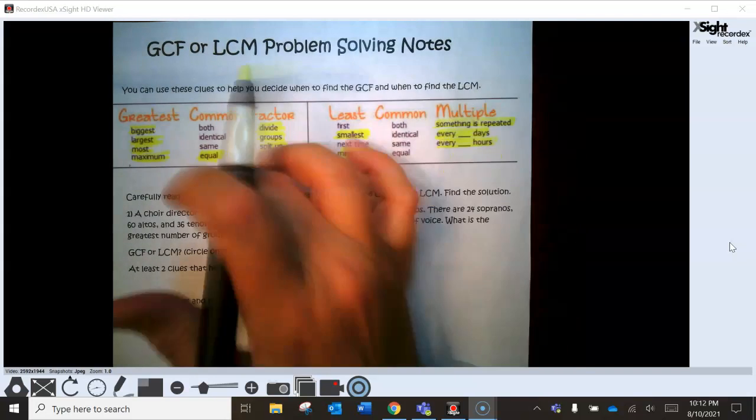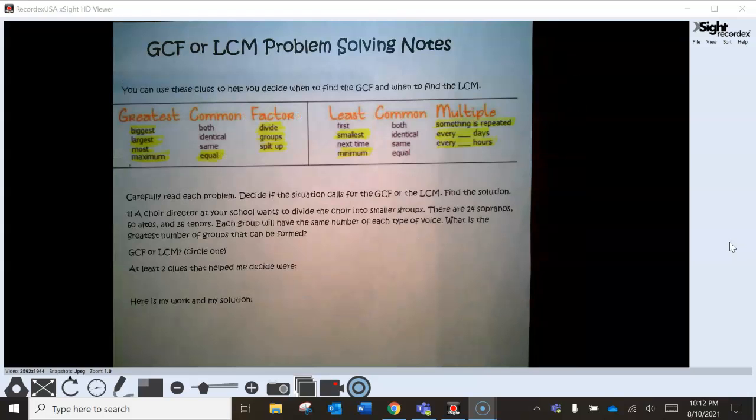These also look similar, so you have to just kind of pay attention to the situation to know what you're trying to find. So it says we're going to carefully read the problems, then we are going to decide whether we're trying to find the GCF or the LCM, and work it out.